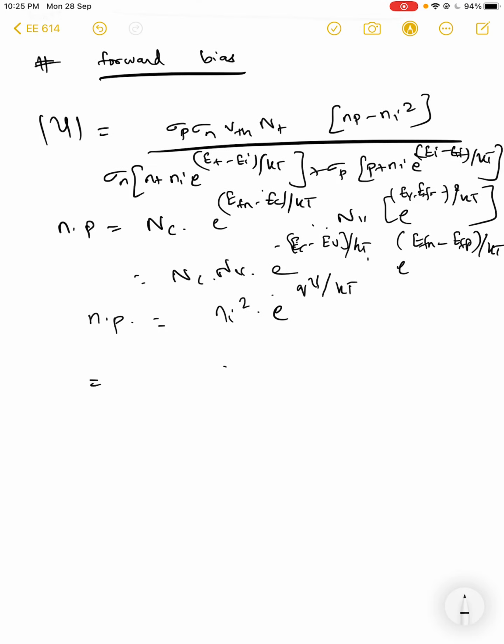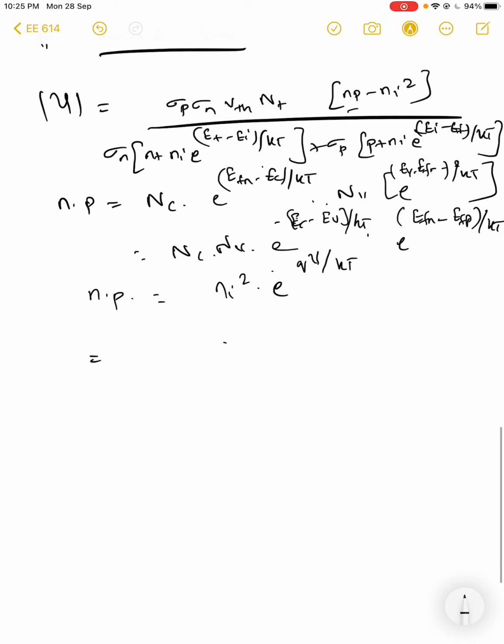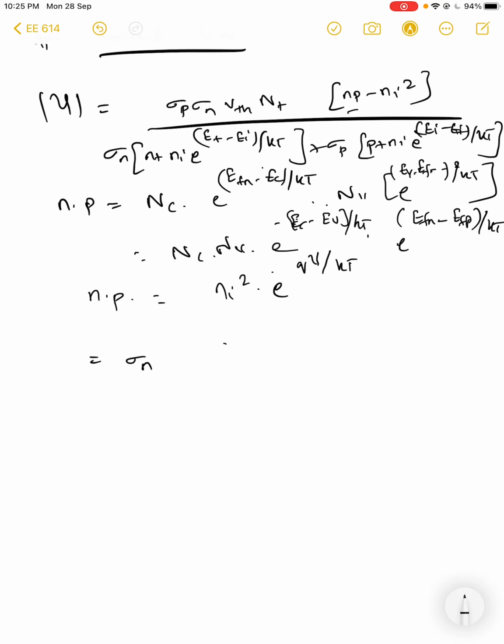We can take ni square out of this product, and the numerator will give us sigma n sigma p, just the numerator, right? I'm a little bit lazy to write both the terms. VTH Nt ni square (e power qV by kT minus 1). Now let us consider the denominator.